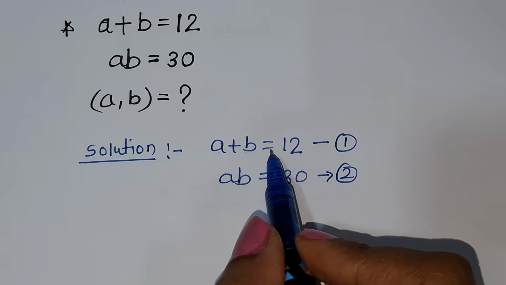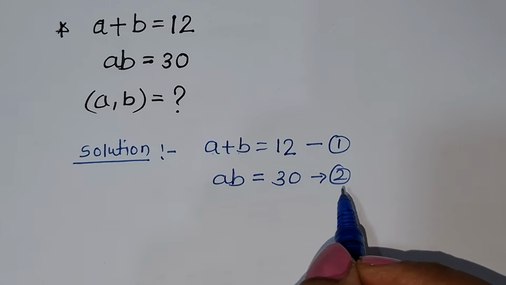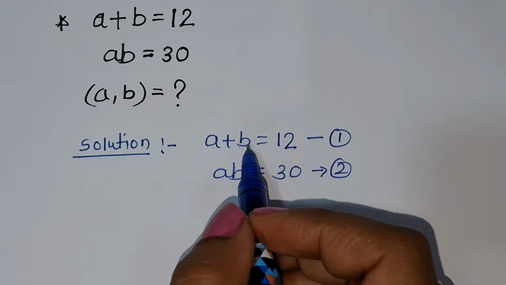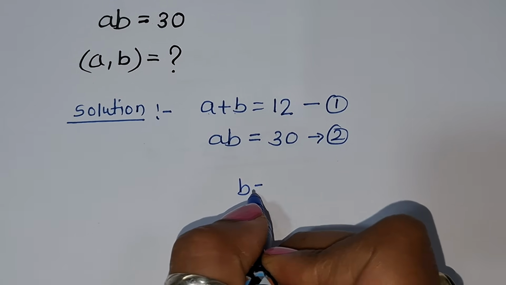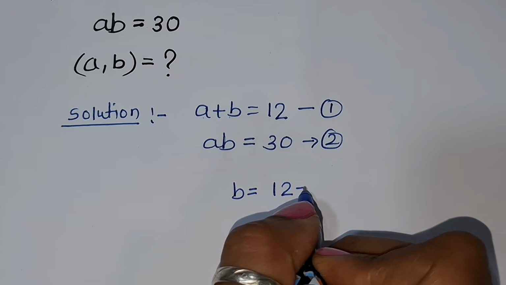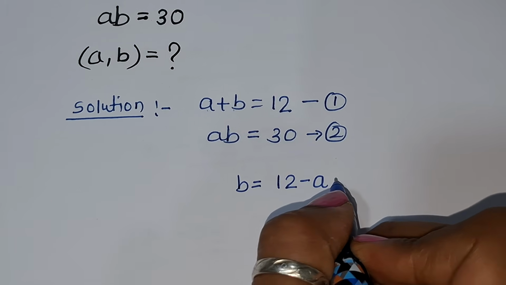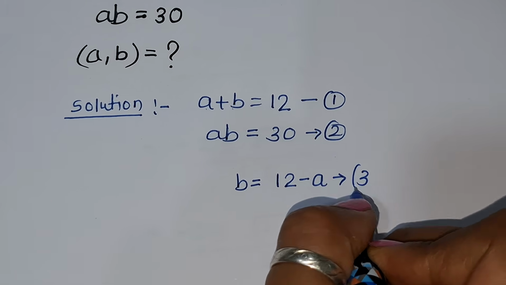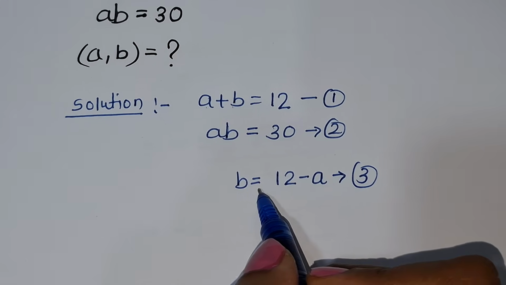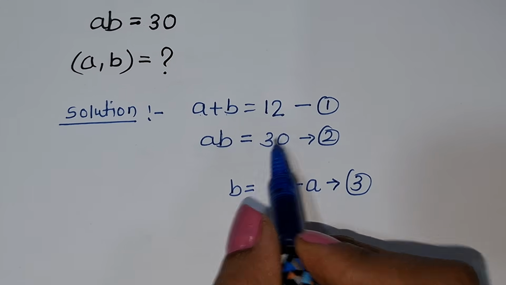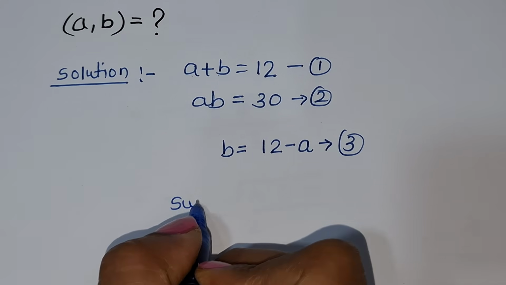Now here a plus b is equal to 12. So we can take the value of b here. So b is equal to 12 minus a, right? So this is equation number 3. Now we have to substitute this equation 3 in equation 2.